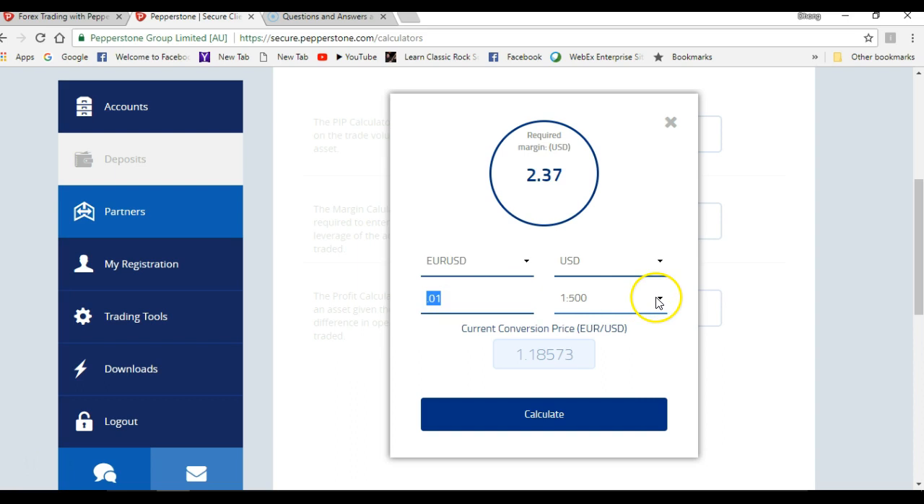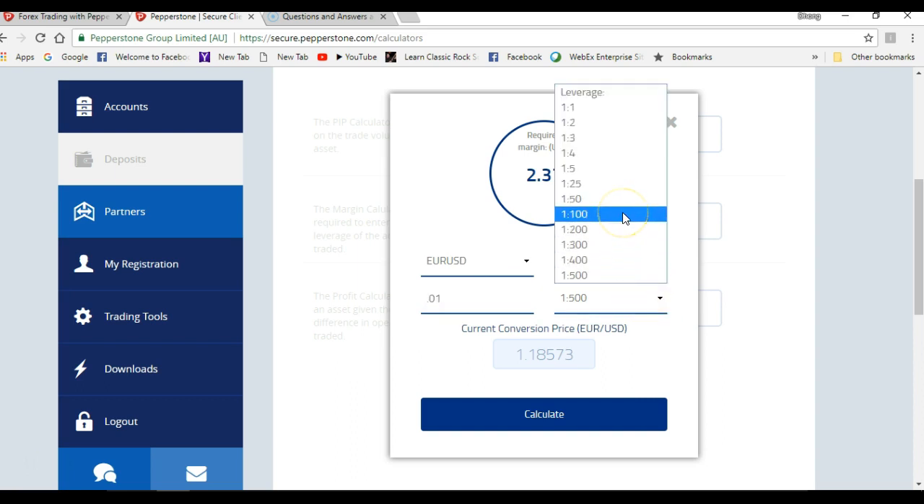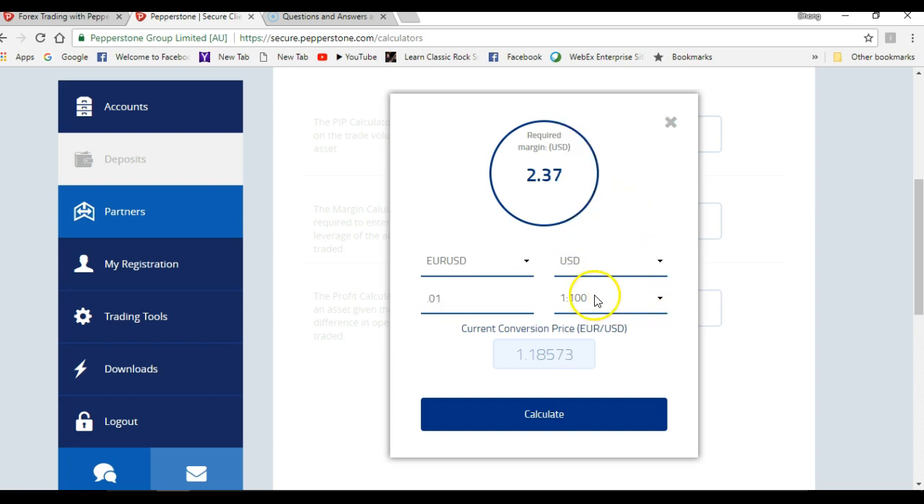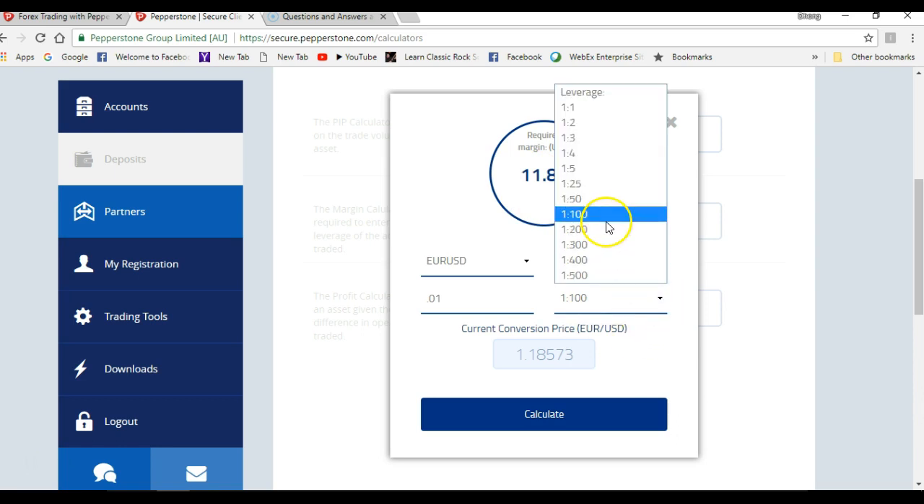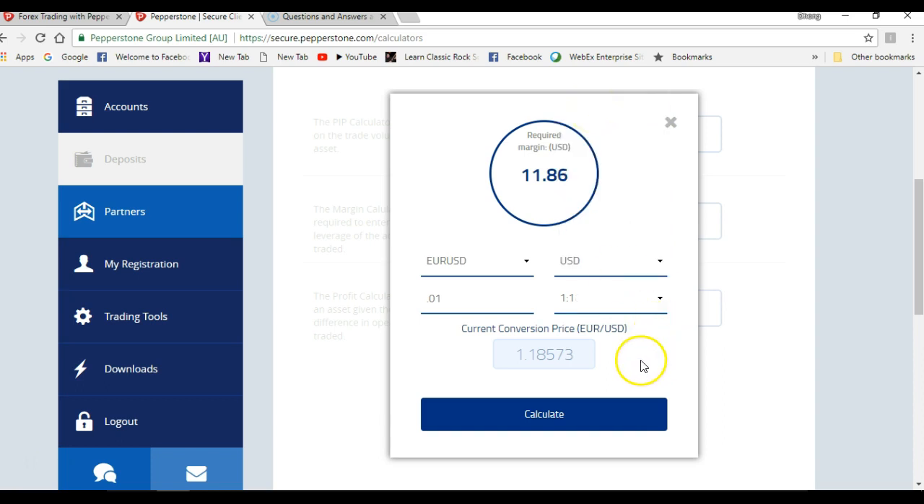All right, if you want to be safer, you calculate: you need at least $11 if you are on leverage of 1:100. If you say I want 1:1 only, I want to make it very safe, you need at least $1,185.60 for you to run with leverage of 1:1.